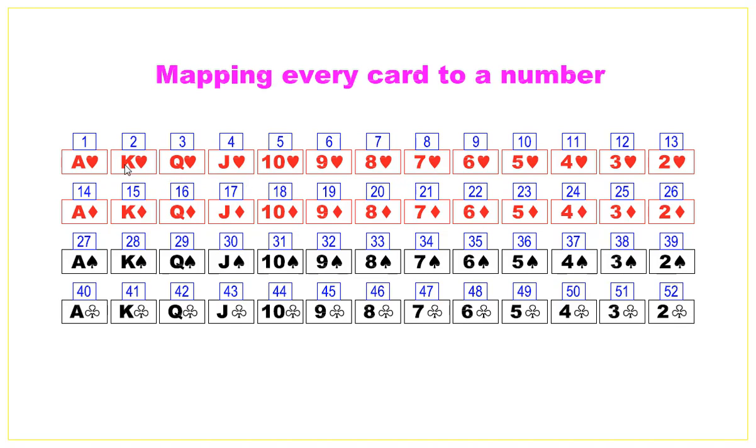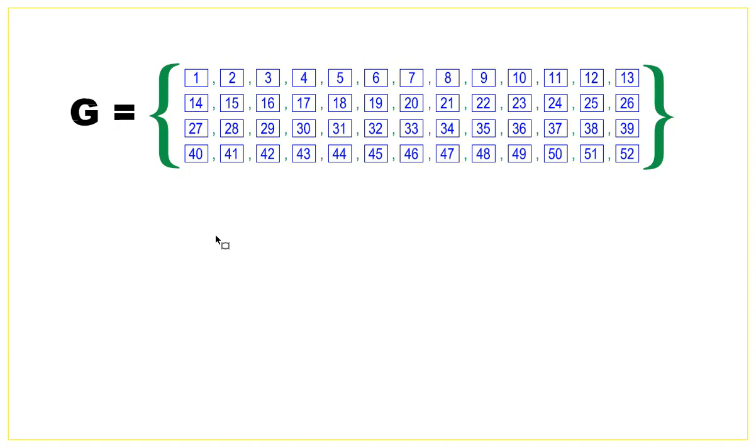Now we mapped every card into a number, so 8 heart is now corresponding to 8, 7 spade is now corresponding to number 34, and so on. Now we have 52 cards all mapped, and the group of objects we are going to permute are from 1 to 52. The number of all these objects is n equal to 52 objects.